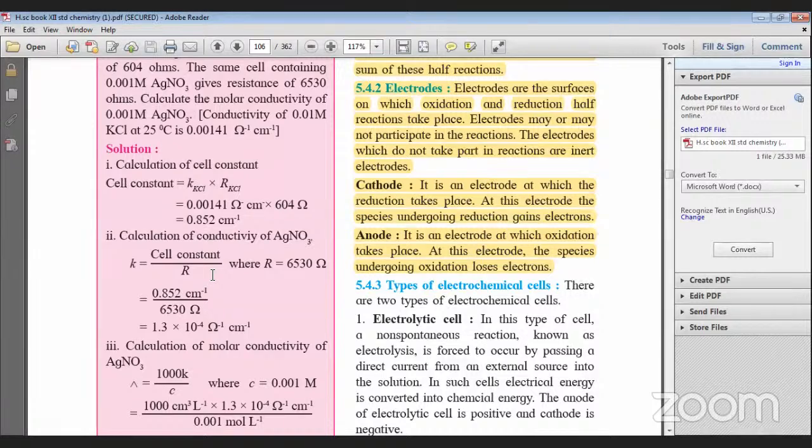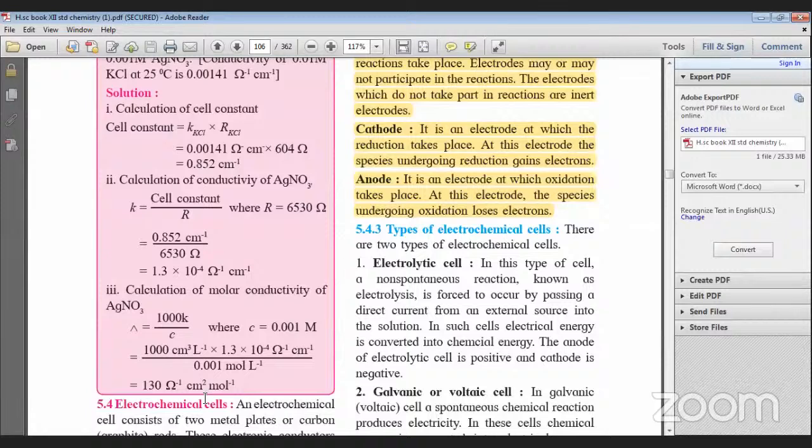So the formula is very important. And then we will get 1.3 into that, with half mark for writing a proper unit. Then calculation of molar conductivity. Then we will calculate molar conductivity by this formula. So this is interdependent. When you calculate this, you will get this. When you calculate this, you will get the next.